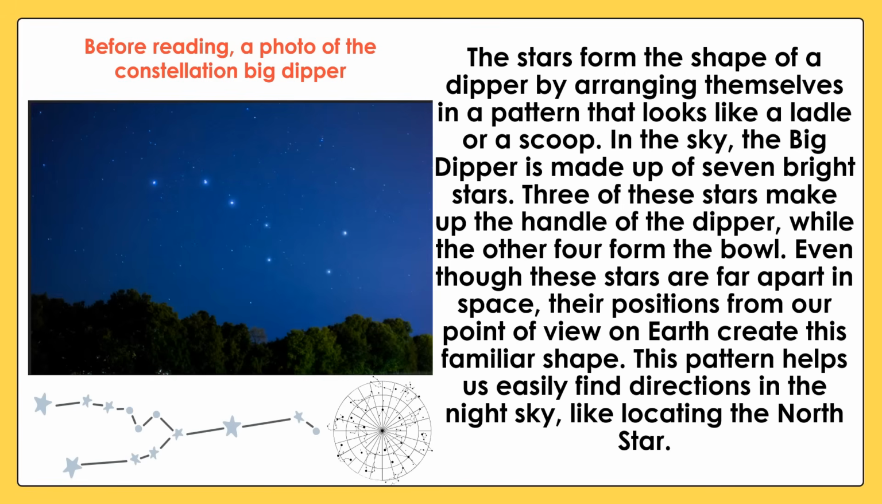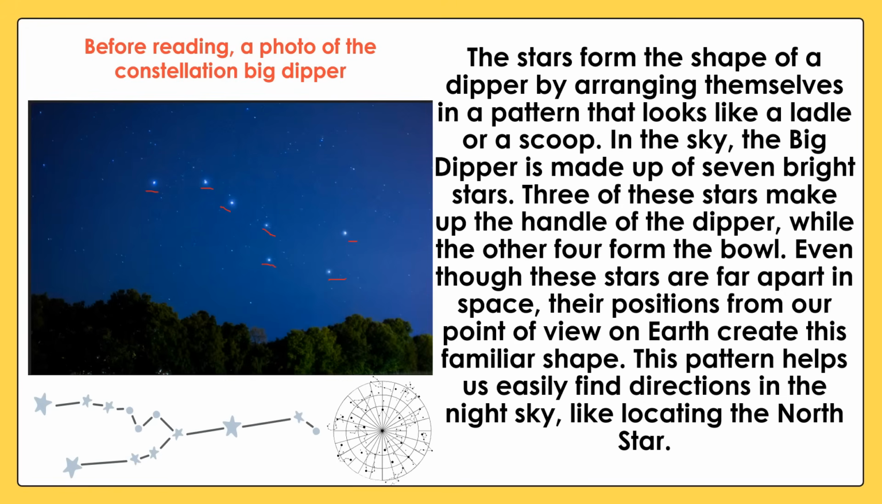So before reading, try to look at the picture of a constellation, the Big Dipper. The stars form the shape of a dipper by arranging themselves in a pattern that looks like a ladle or a scoop. In the sky, the Big Dipper is made up of 7 bright stars. Let's count. 1, 2, 3, 4, 5, 6, 7. So there are 7 bright stars.